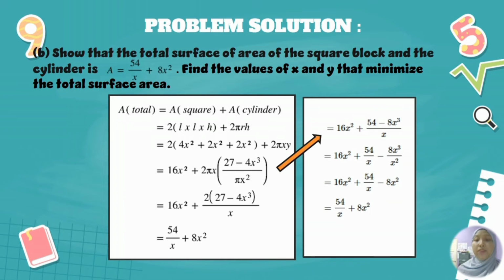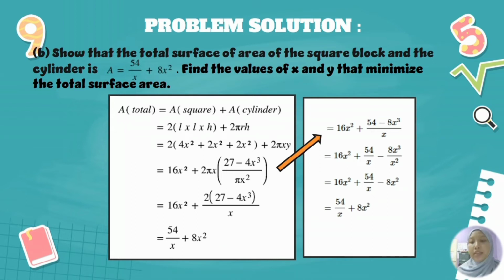And we substitute the value of y in terms of x according to the previous slide that has been explained by Ainnur, where we got 27 minus 4x cubed over pi x squared. And finally, we got the answer 54 over x plus 8x squared.